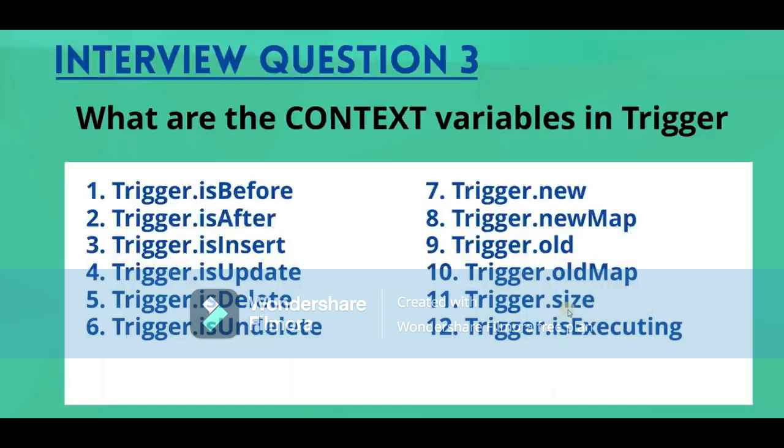scenarios. But Trigger.size tells you how many records you have inserted from Data Loader or Workbench. If you are inserting a record from the user interface, this Trigger.size will always be 1, because from the user interface you can only insert one record. If you are inserting from Data Loader, let's say 10 records, the Trigger.size will be 10.